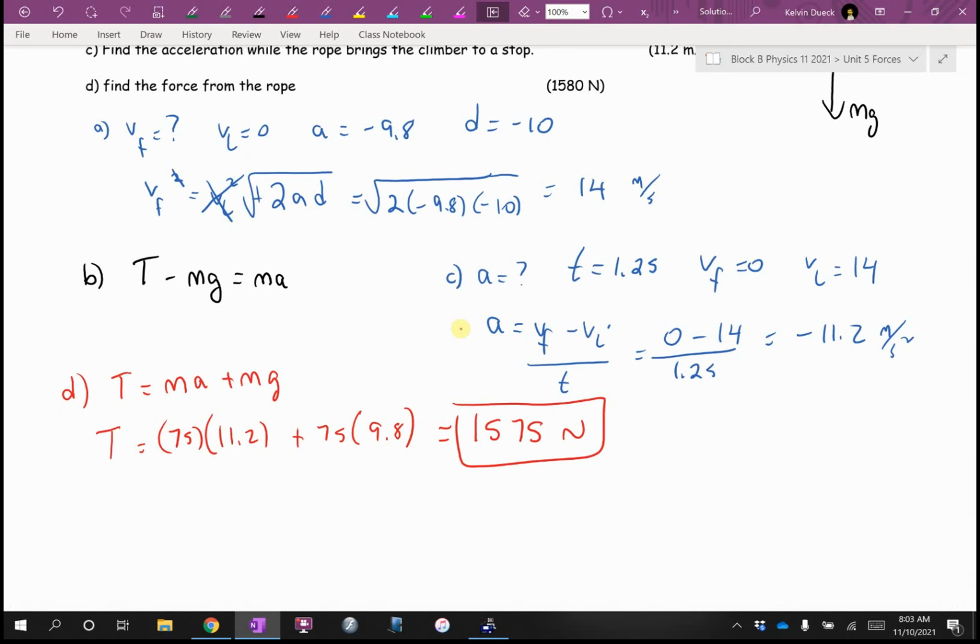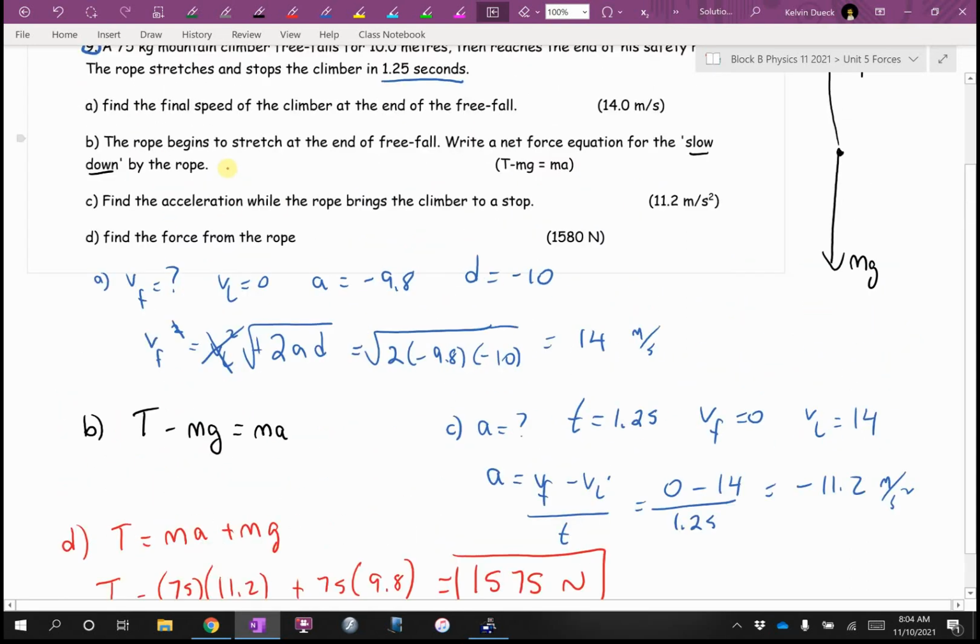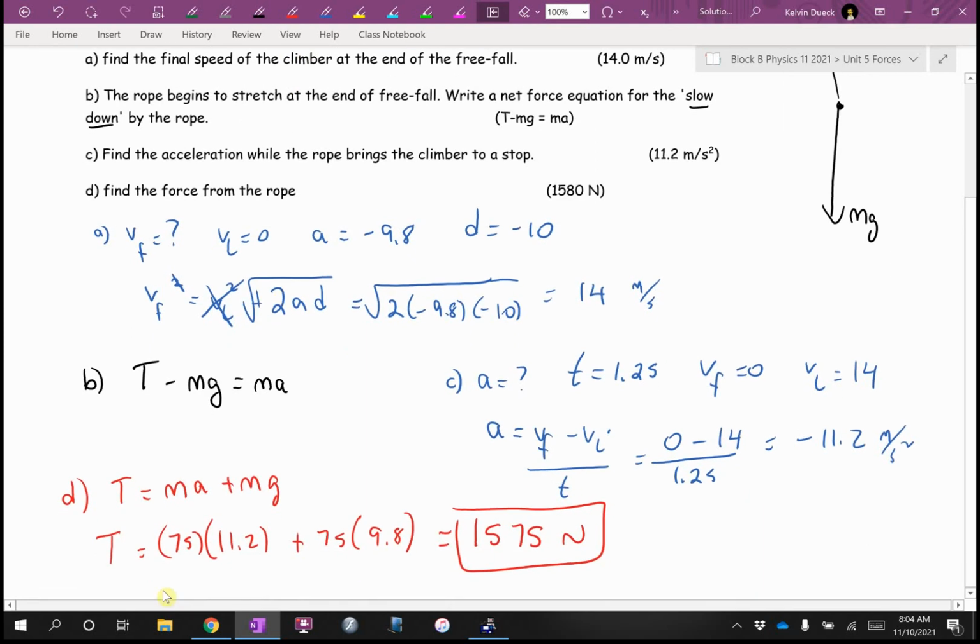Physics 12, what I would probably do is give you the first part of the question and then simply say, find tension. And I expect my kids to realize, well, to find tension, I need to find acceleration. To find acceleration, I need VI. To find VI, that's going to be VF in the free fall. Hope that helps.